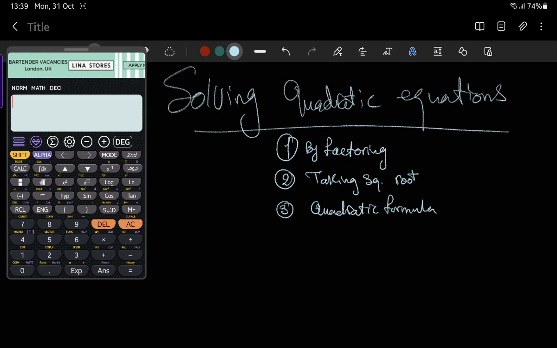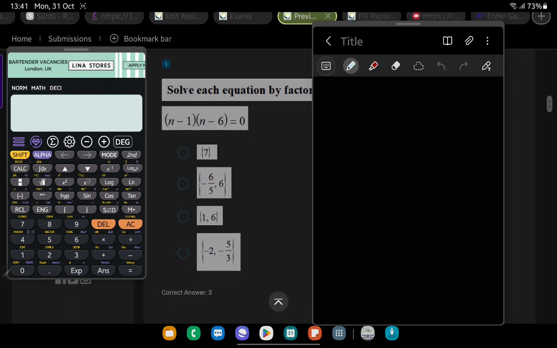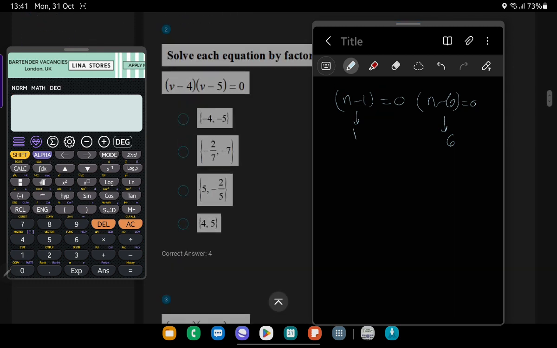When I ask you to solve by factoring, for example, here in the assignment, solve each equation by factoring. It means you need to factor first into two brackets, then you have to find the answer. It's already factored here, so n minus 1 equals 0, n minus 6 equals 0. So this bracket will give you positive 1 and this bracket will give you positive 6. So you take the answer by the opposite sign. Here it will be negative 4 from the first bracket and positive 5 from the second bracket.